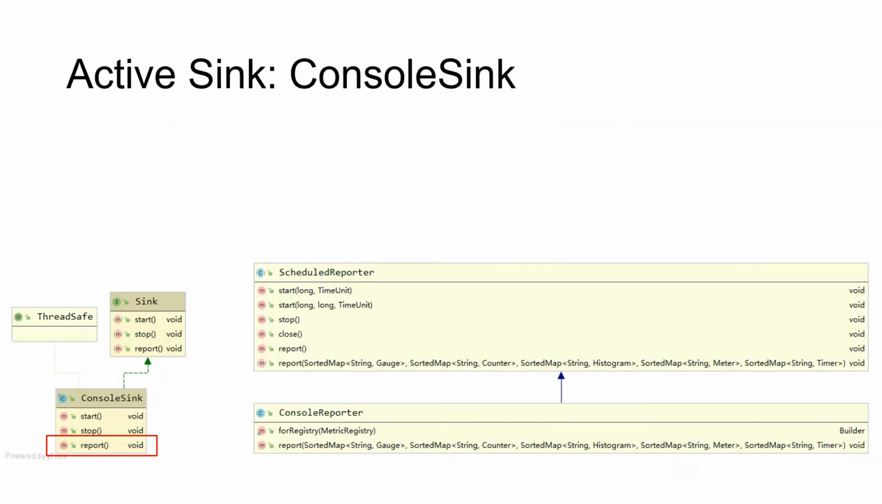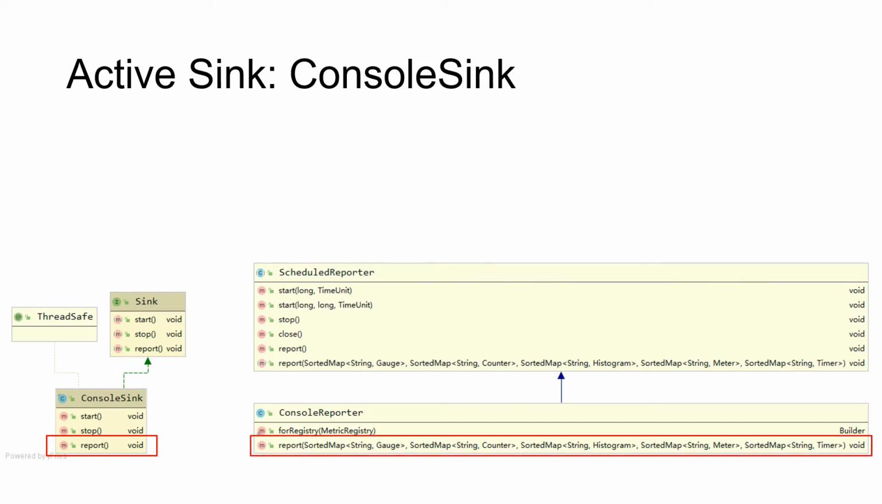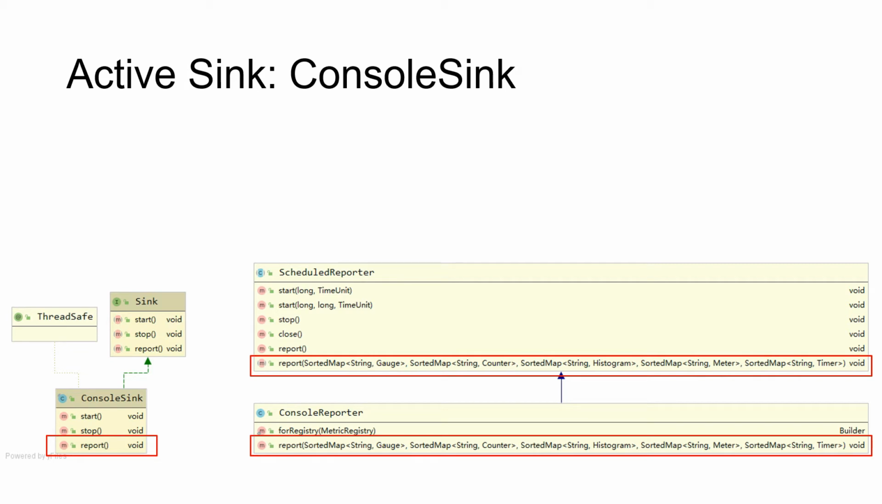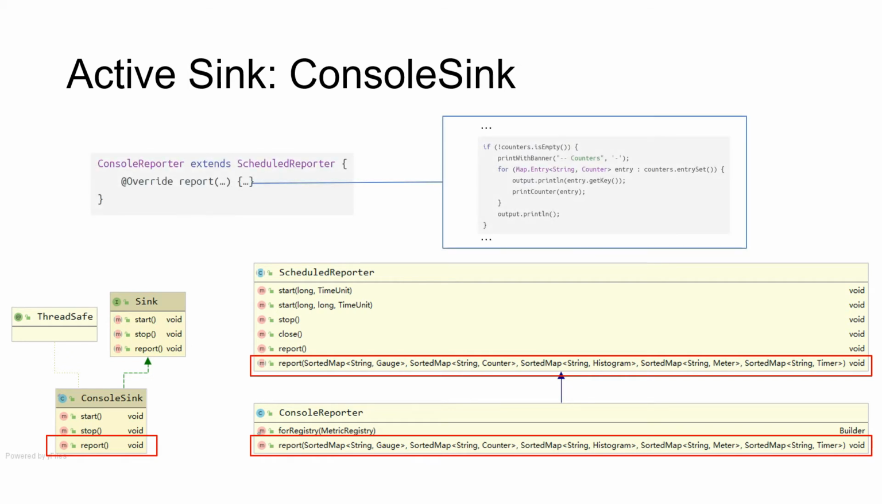Also, I'd like to briefly introduce how these two kinds of sinks work. This is the structure of the console sink. We can find the console reporter in the console sink. It's a scheduled reporter, which can report the metrics periodically. In the report method of the scheduled reporter, we can see that different types of metrics are printed in a specific format.